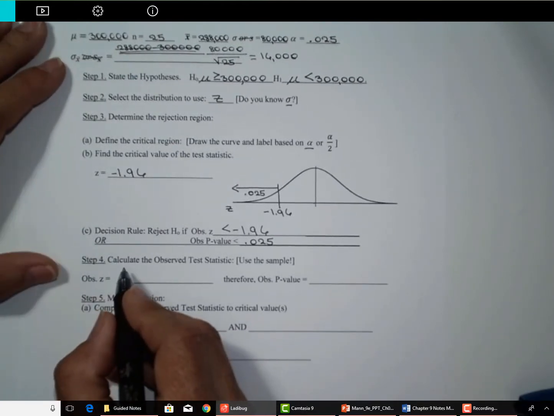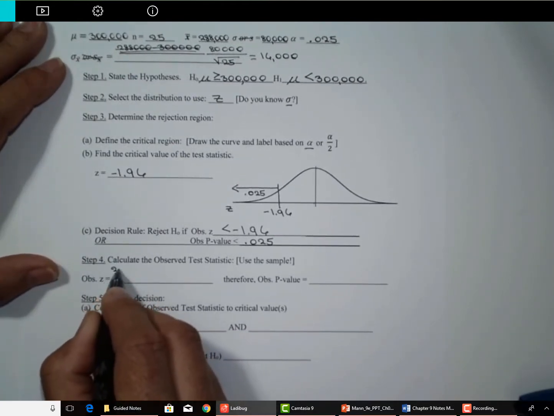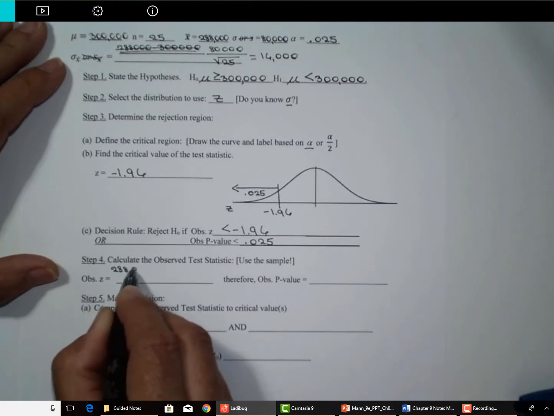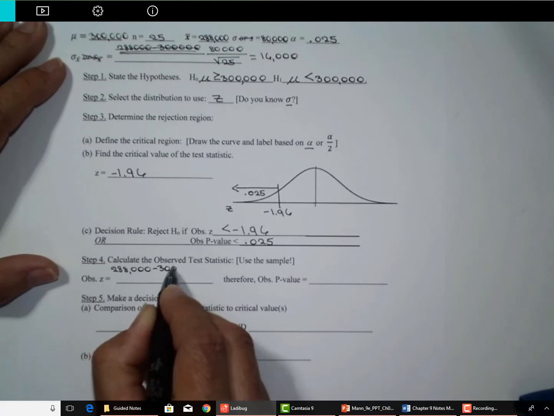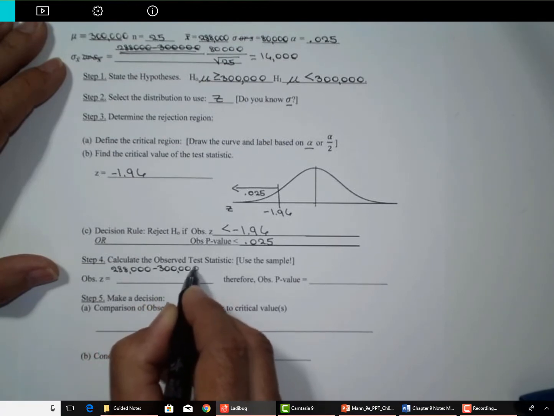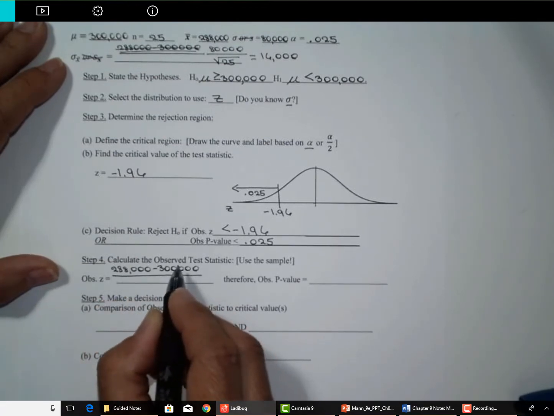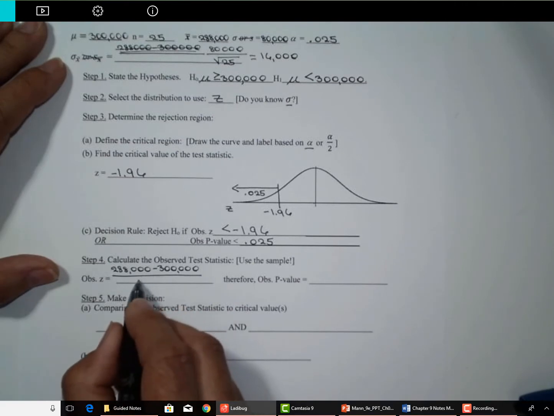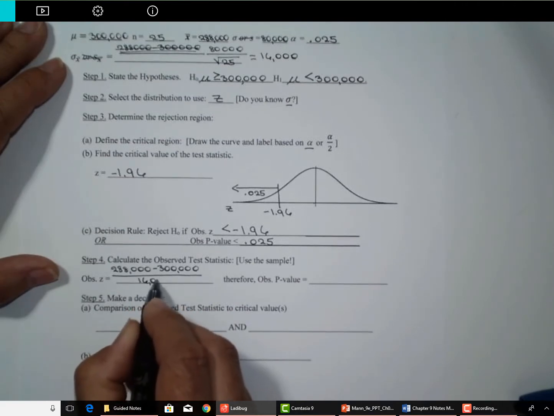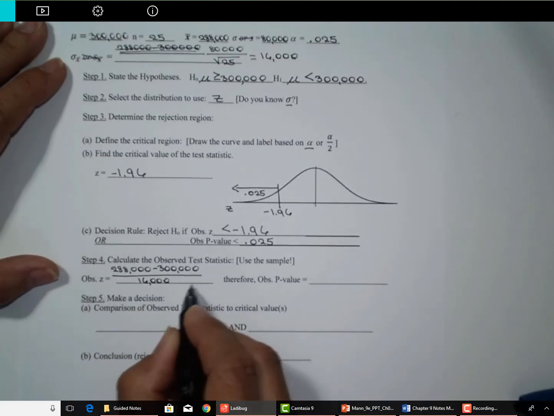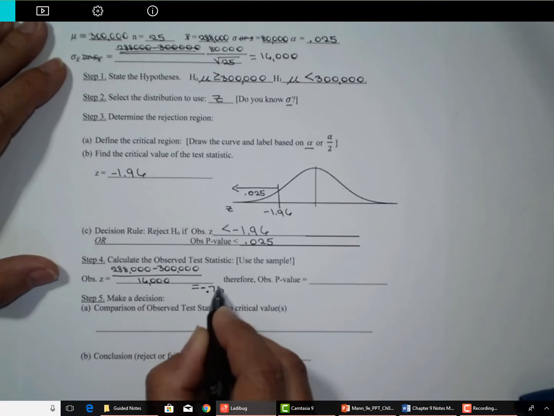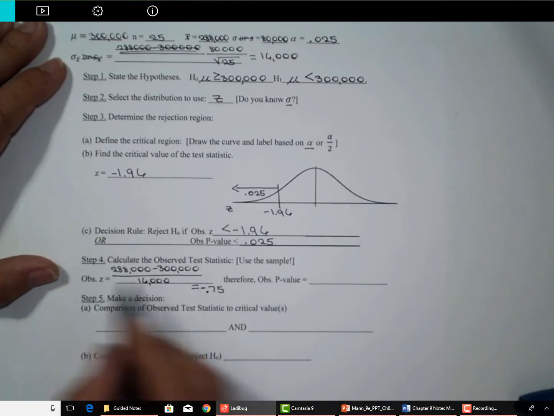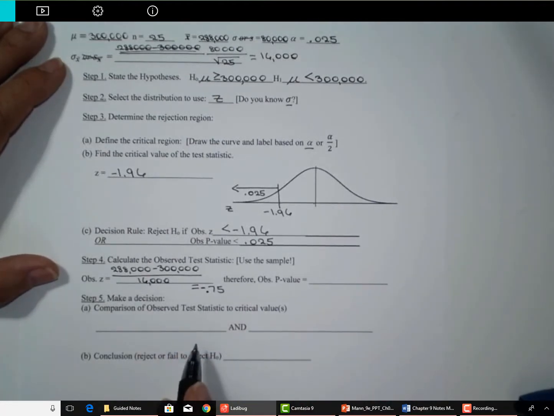Now I'm going to calculate the observed z. Here's where I get to do the calculation I wanted to do a few minutes ago. I take the sample mean and I subtract the old mean, and then I divide it by the standard deviation that I calculated, which was 16,000. These numbers just have lots of zeros in them. And when I do that, I end up with a z of negative 0.75. That's my observed z. That's what the sample tells me z would be.